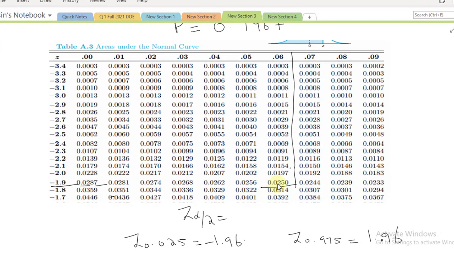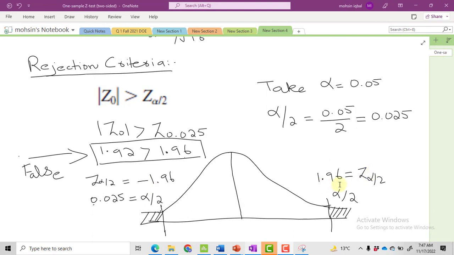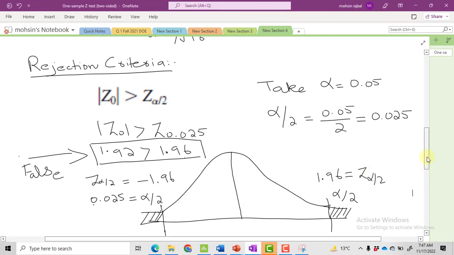You can see here that the probability of 0.025 is associated with the z value of 1.9, and with this row and this column is 0.06. So it comes out to be minus 1.96, whereas it's 2.5% probability, and on the right hand side there will be a probability of 0.975, and it will be equal to 1.96. So due to this, I have written z alpha by 2 is equal to negative 1.96 and positive 1.96. Now we will talk about our rejection criteria.